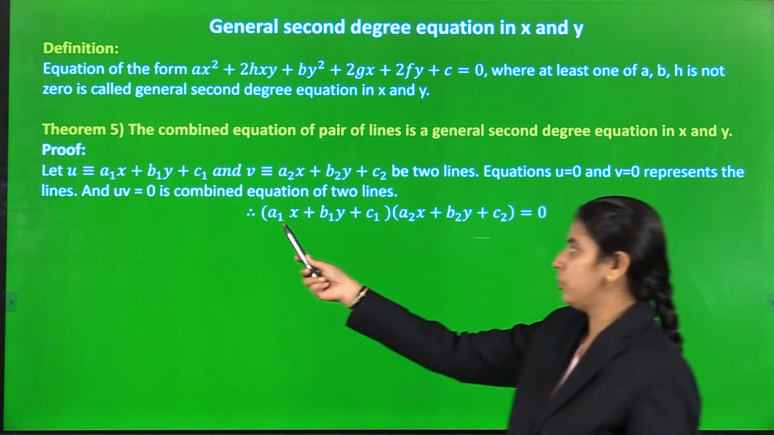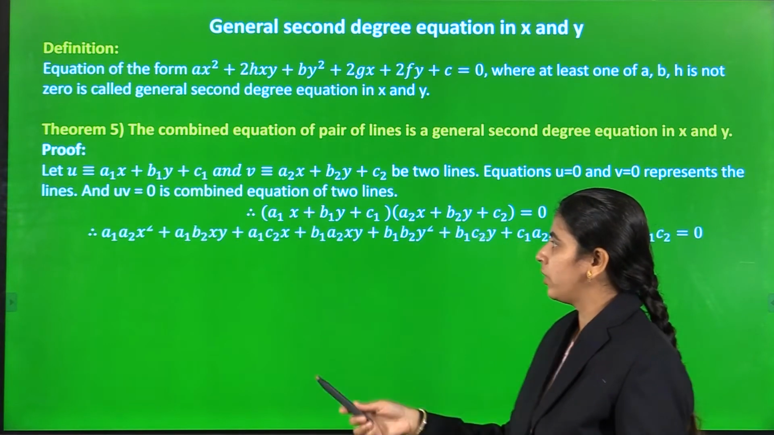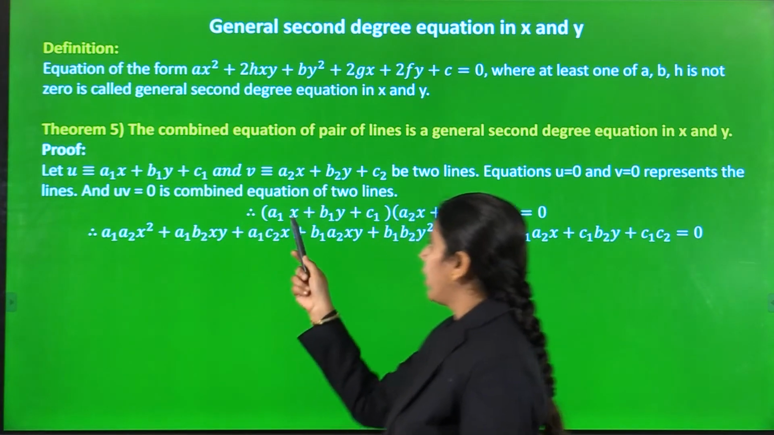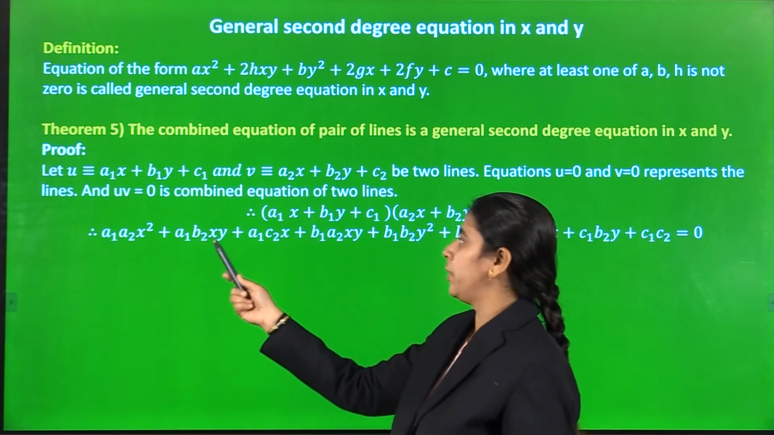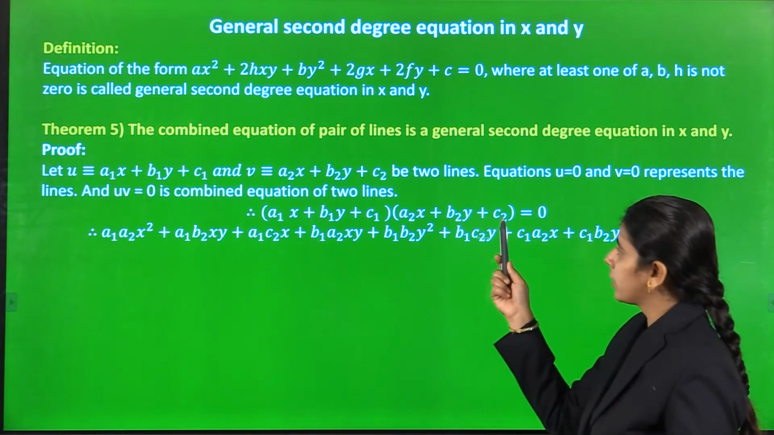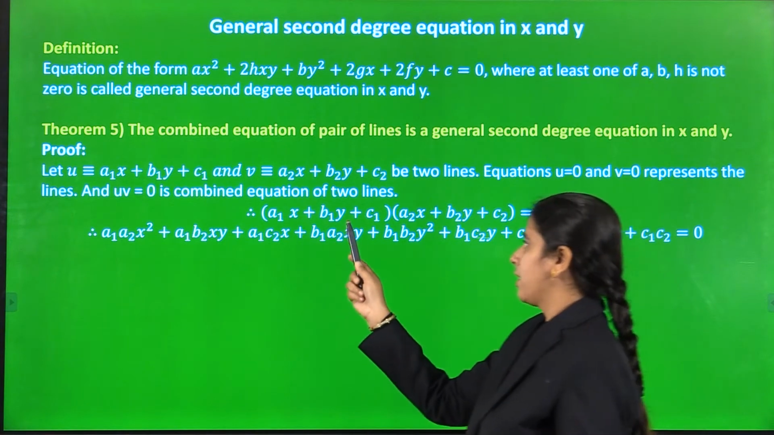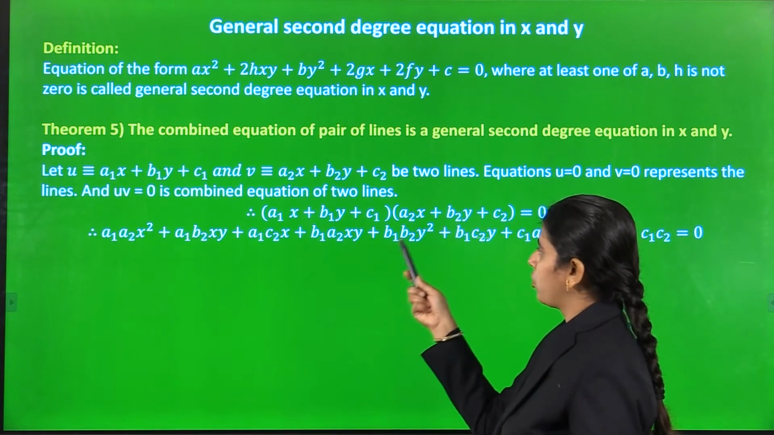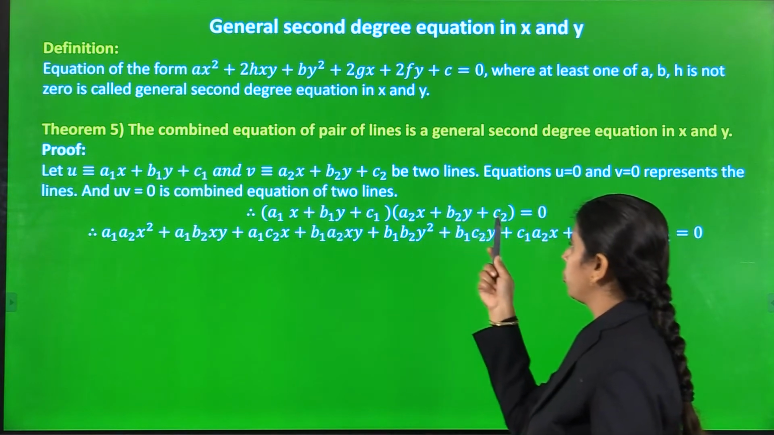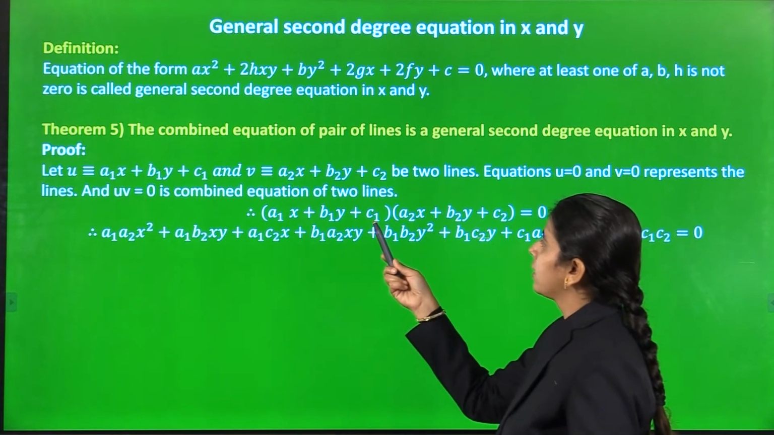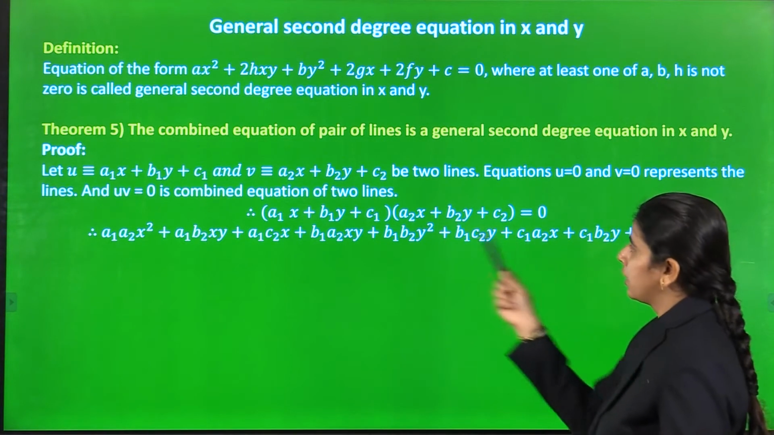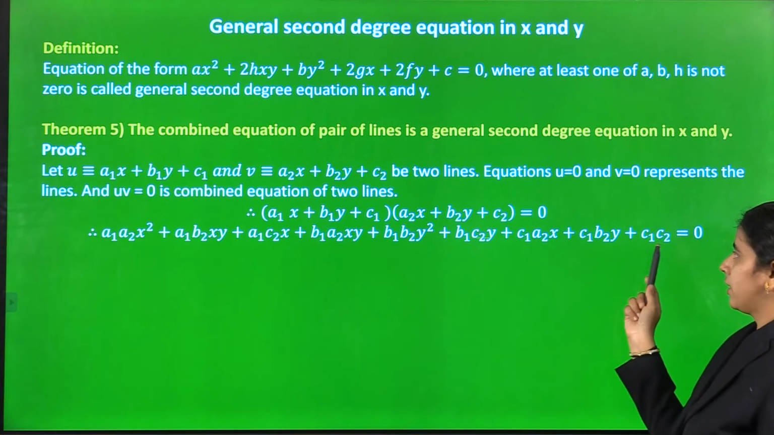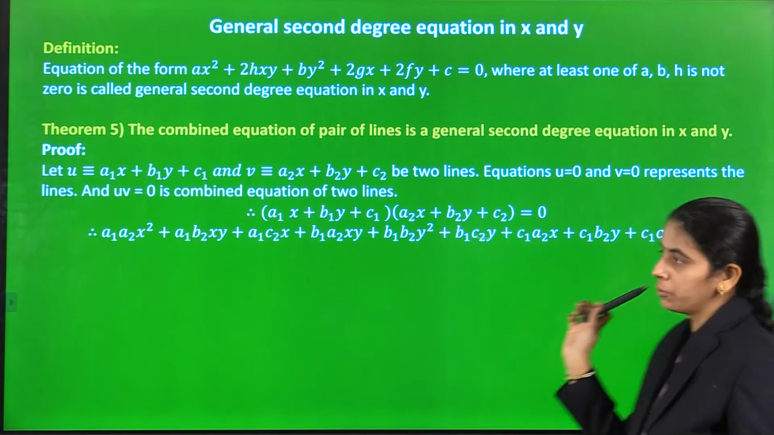Now do this multiplication. We get a1x into a2x, so a1 a2 x square; a1x into b2y, so a1 b2 xy; a1x into c2, so a1 c2 x; b1y into a2x, so b1 a2 xy; b1y into b2y, so b1 b2 y square; b1y into c2, so b1 c2 y; c1 into a2x, so c1 a2 x; c1 into b2y, so c1 b2 y; and c1 into c2, that is c1 c2, is equal to 0.